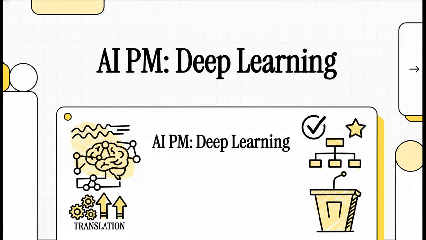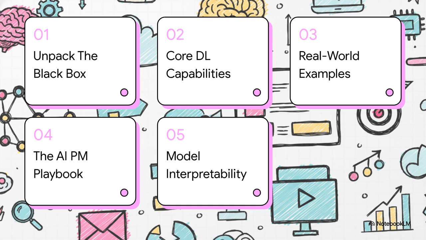I am so excited to guide you through this material today. Our goal here is highly focused. We are going to translate all those complex neural network theories into an actionable framework for modern product management. We're taking the academic and making it practical so you can walk right into your next stakeholder meeting with total confidence. So here is our roadmap for today.